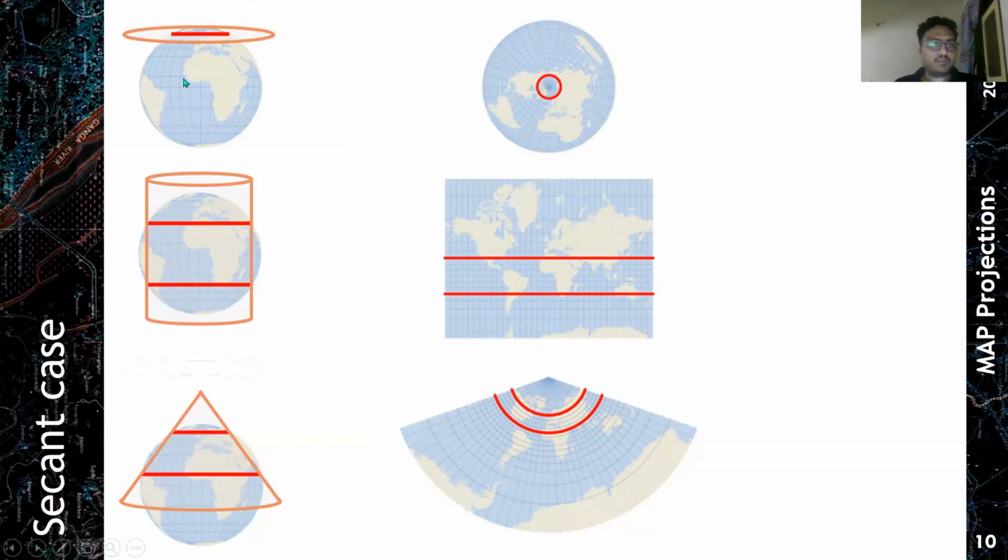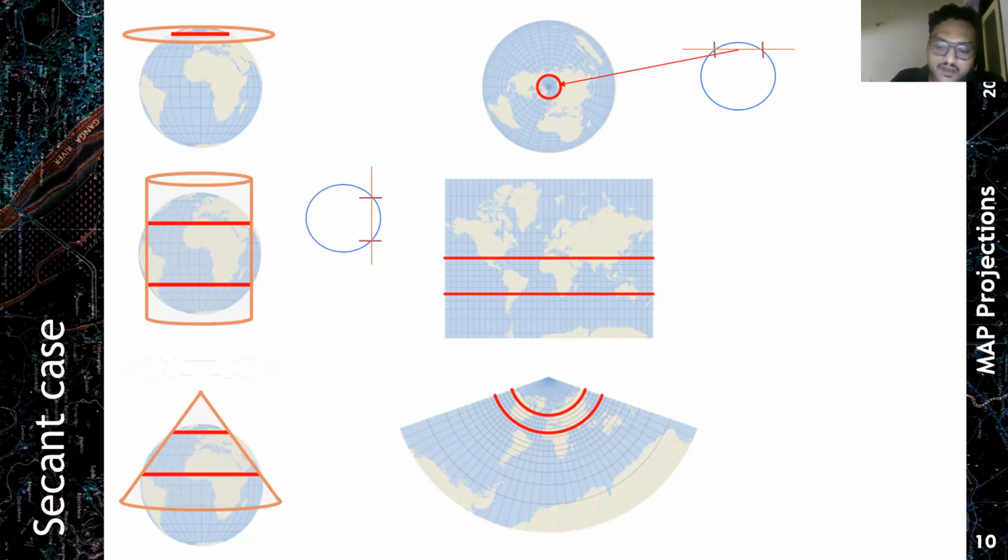So for example, in the planar projection, you will see here that the tangential surface now intersects the reference globe at 2 points now here. So this makes the standard point a standard circle now. So all around the standard circle here, distortion is minimum. So this is another way to figure this out.